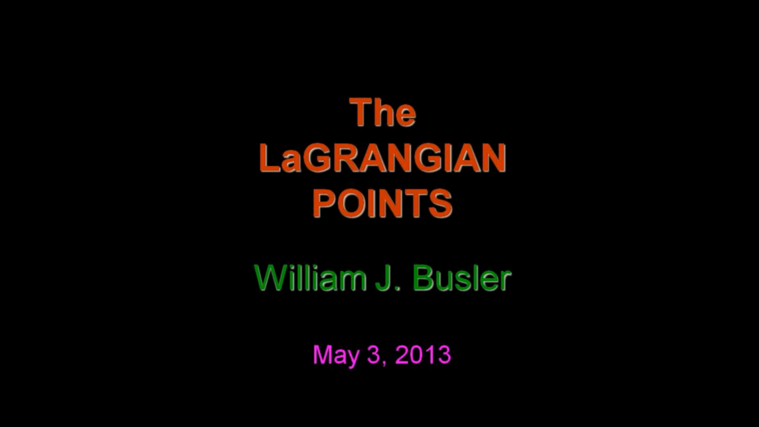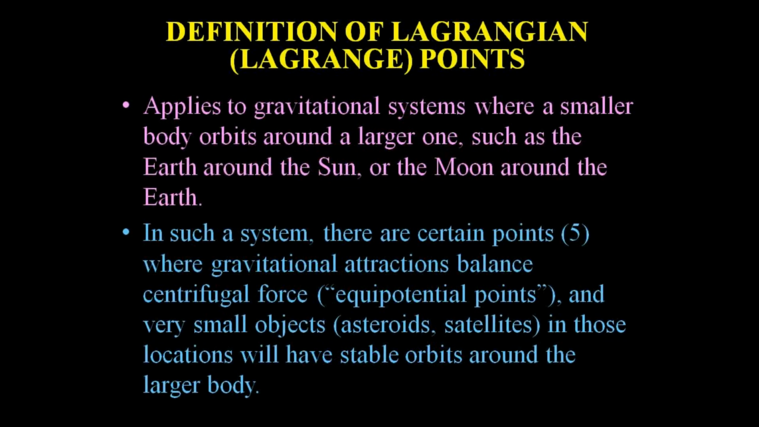As Richard already mentioned, the Lagrangian points are things that apply to gravitational systems where one body orbits around another, such as the moon around the earth or the earth around the sun. And whenever we have a situation like that, there are certain points, and he mentioned there are 5 of them, in the orbit of the smaller body around the larger one, where all the forces cancel out essentially. We'll get a little more detail on that in a minute.